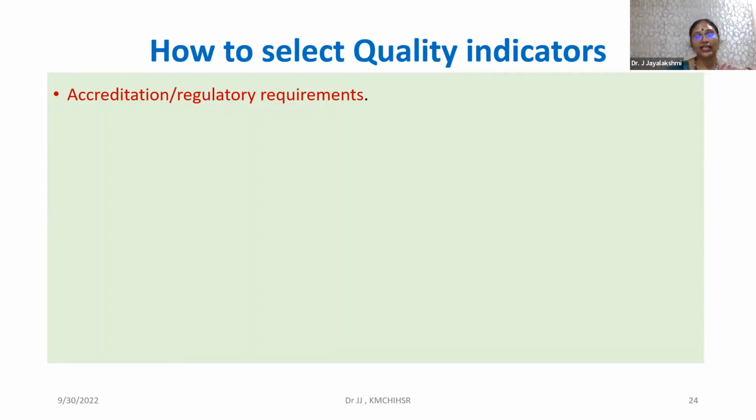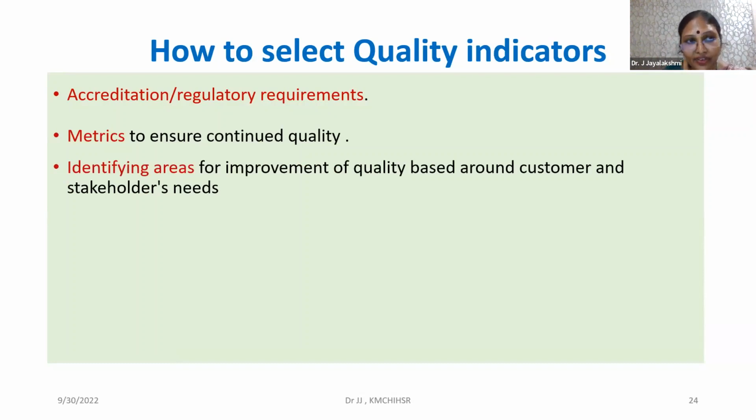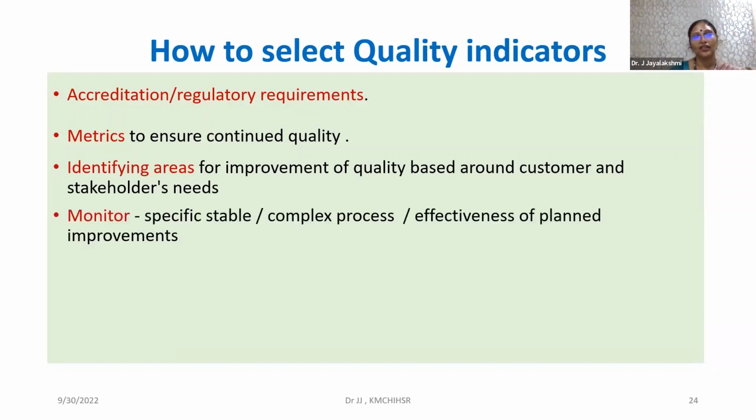So it could be an accreditation or regulatory requirement. And these metrics should ensure continuous quality. Your capturing should say that. Then identify areas for improvement based on the customer or the stakeholder needs. Monitor specific and stable ones, like for example temperature, your refrigerator temperature, which is stable. Sometimes it could be some activity which is a complex process. All of these can lead to this, so you can monitor that also as a quality indicator. Or if you've done some improvement, some intervention, you want to see whether there is an improvement.